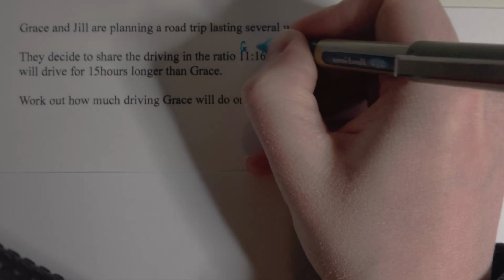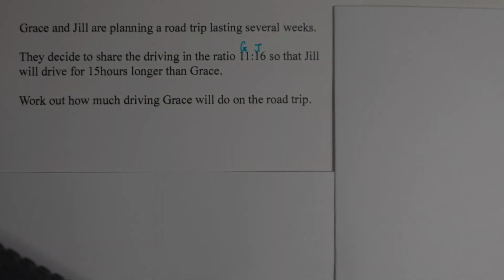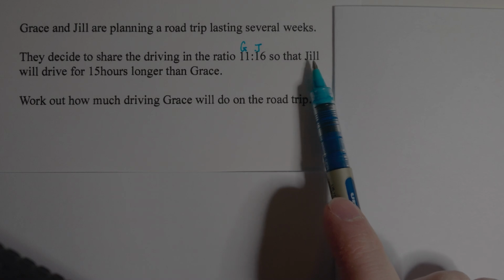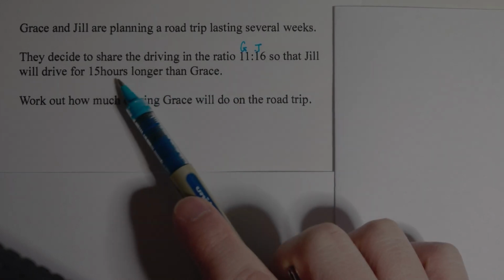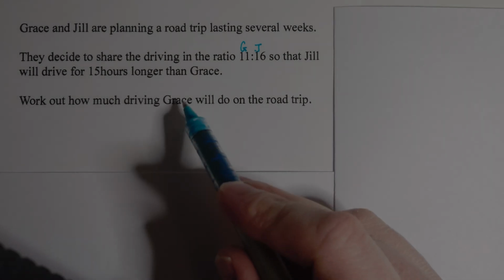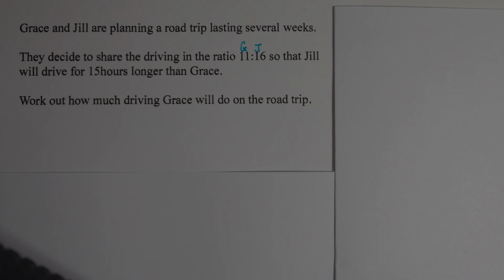We've got Grace here and Jill here. So that Jill will drive for longer than Grace. So I know it's that way round because Jill is the bigger number. Jill is driving for longer than Grace. Ultimately, I want to know how much just Grace is doing. We could work out how many hours driving they're both doing, but the question is asking how much driving does Grace do.